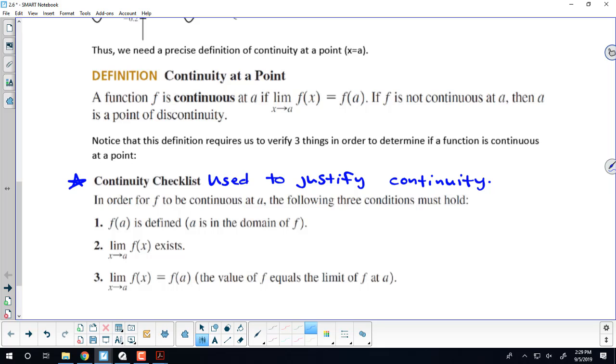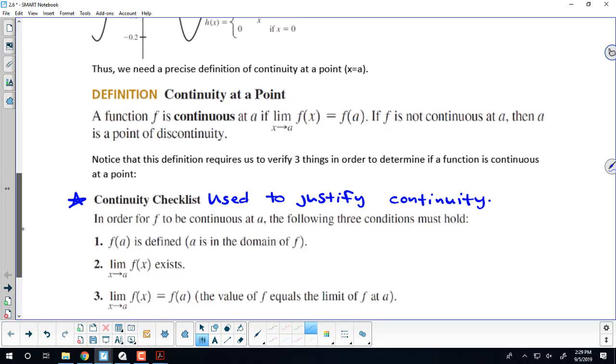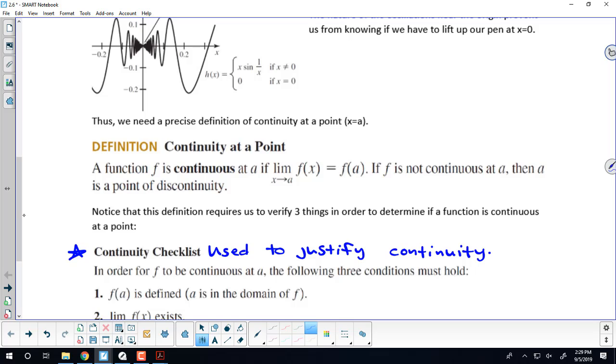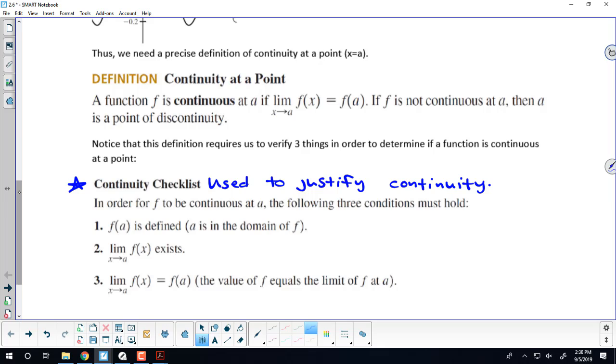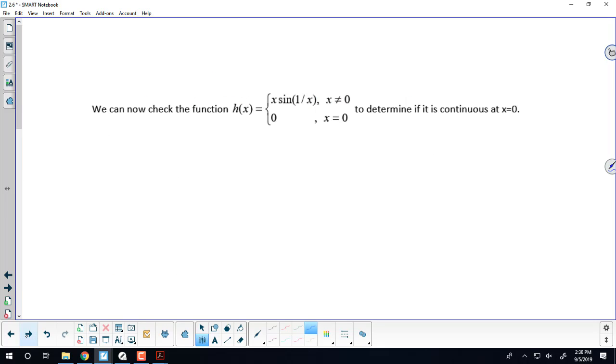So let's use the definition of continuity, and we're going to look at this weird piecewise function here. h of x is x sine of 1 over x when x is not 0. The function is 0 when x is 0. So we want to know, is that function continuous at x equals 0? So we have to run through the checklist.